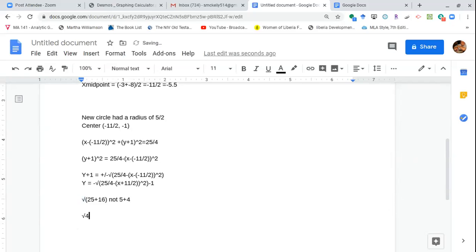So when I move this x plus 11 halves over and I take the square root of it, it doesn't go away. It doesn't become 5 halves minus 11 halves or plus 11 halves, because of that minus sign in between the two. If I were multiplying, it would, but it doesn't. And so this equation should work.